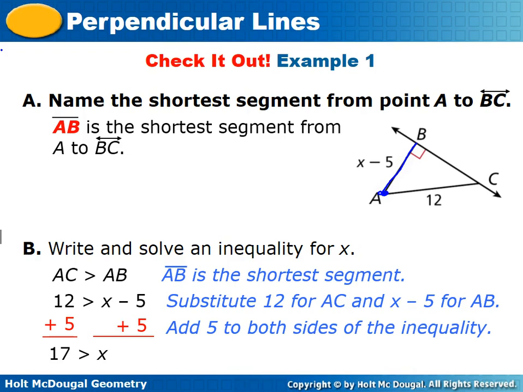Because again, we know that this length, AB right here, has got to be smaller than 12, sorry. Because AC has got to be longer than AB because that perpendicular line from a point to the line has to be the shortest distance.